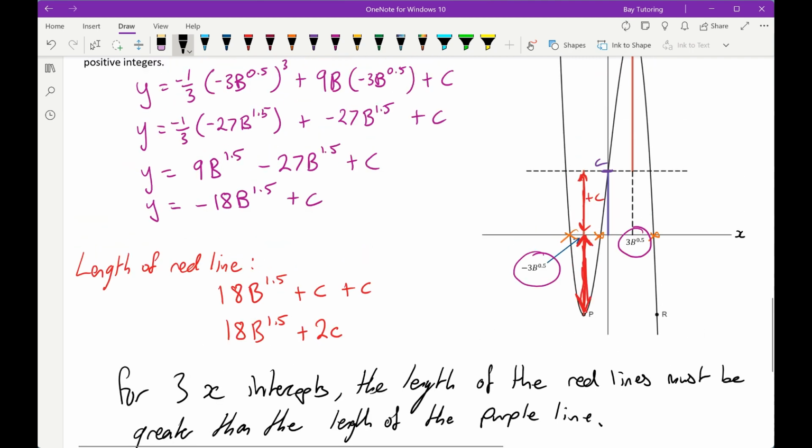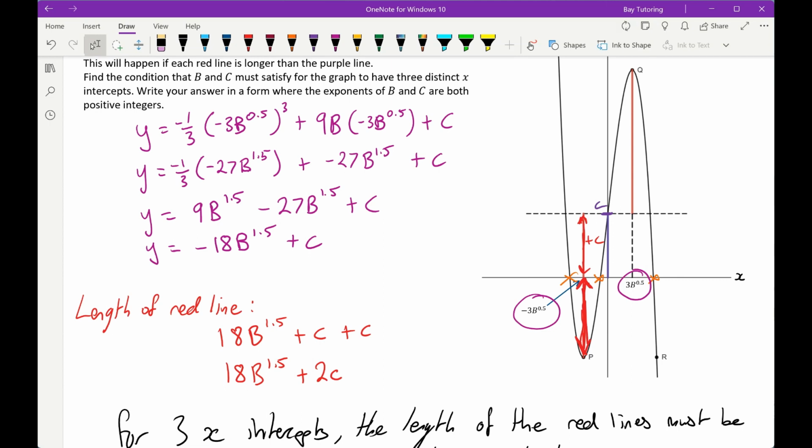So the reason for that, the purple line we can see goes up to the y-intercept, so our C value, and the red lines go from that C value to the turning points. So if those red lines are longer, then that's going to make one be below the x-axis, therefore giving us 2 intercepts, and that's point P. And then it makes the other point, the highest one, Q, be above C. And of course, it's got to come back down again, so that gives us the third x-intercept.